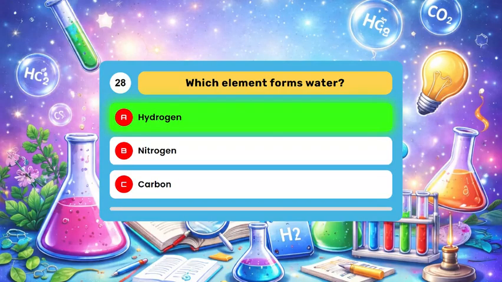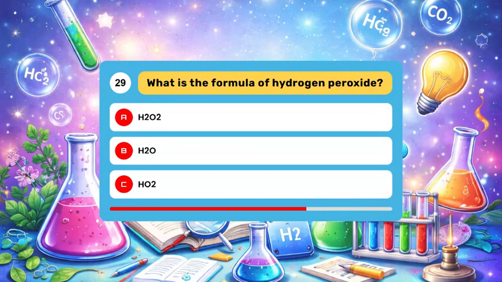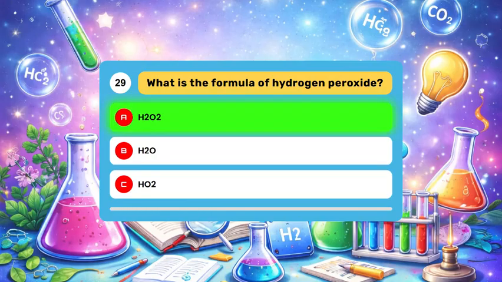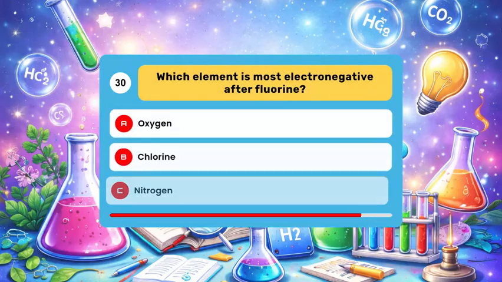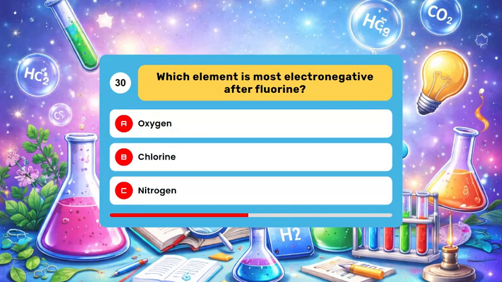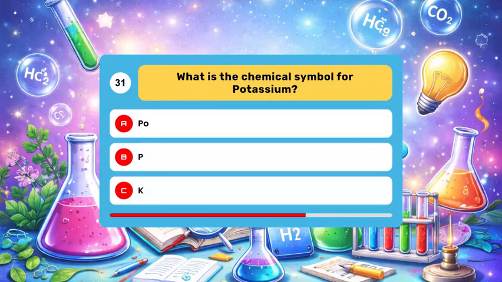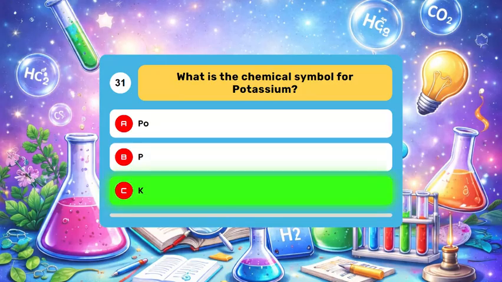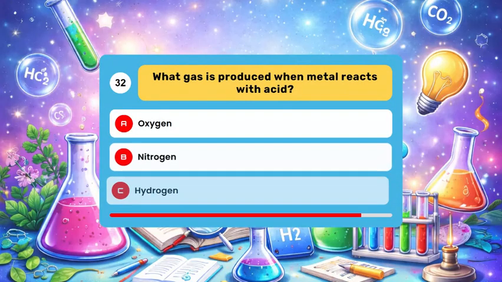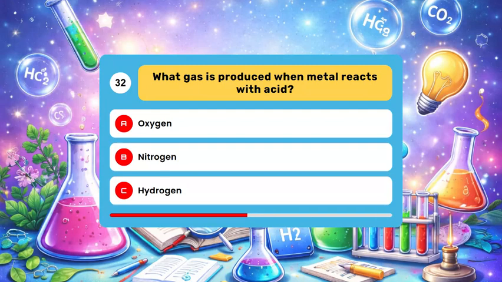Hydrogen. What is the formula of hydrogen peroxide? H2O2. Which element is most electronegative after fluorine? Oxygen. What is the chemical symbol for potassium? Fi. What gas is produced when metal reacts with acid?